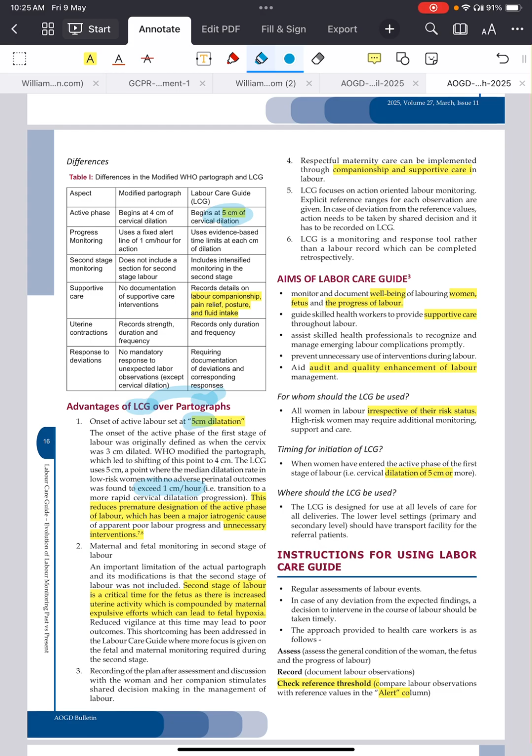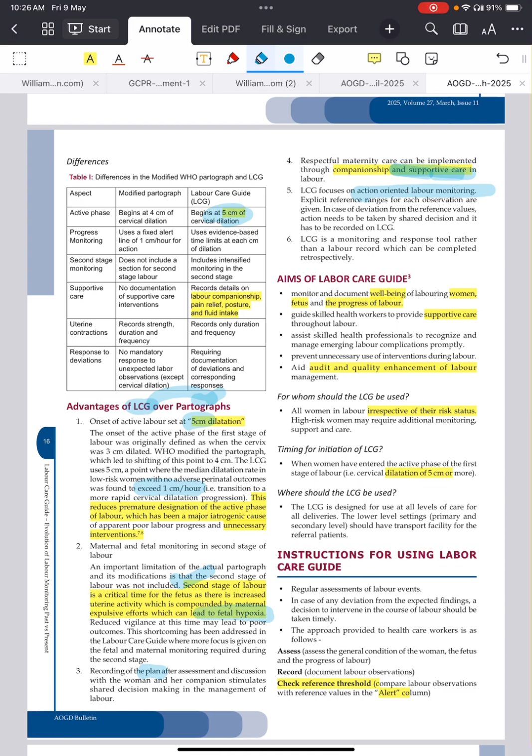Second is maternal and fetal monitoring. The second stage of labor is a critical time for the fetus because uterine activity increases and this can lead to fetal hypoxia. So fetus and mother should be monitored in the second stage of labor. After recording all that, we plan according to the assessment and discuss with the woman. Then respectful maternity care should be given. Supportive care should be allowed, and the labor care guidelines focus on action-oriented labor monitoring.